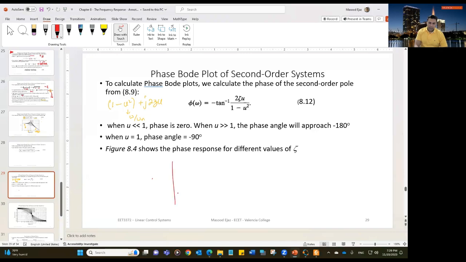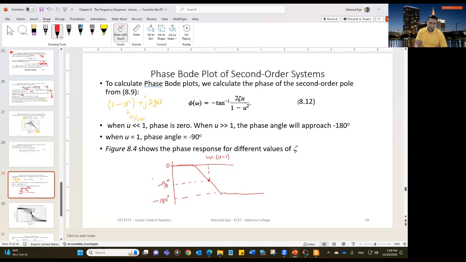So if I want to draw the phase, 0 degrees and omega n, where u is equal to 1, negative 90 degrees, and negative 180 degrees. So these 3 points are right. So this is 90 degrees, and then 0 and 180.